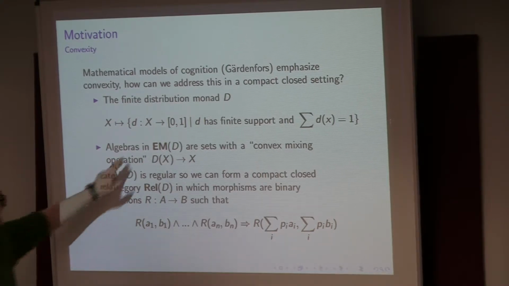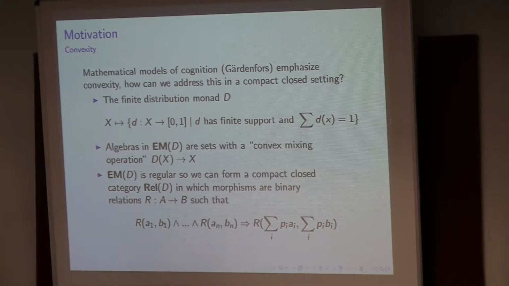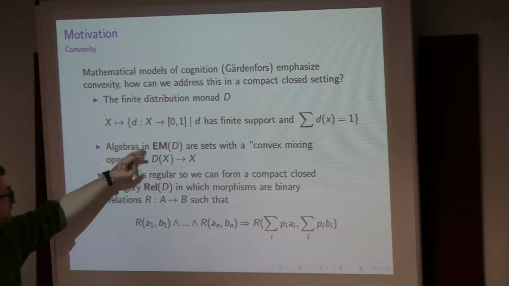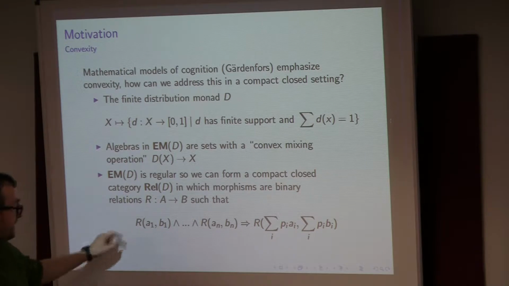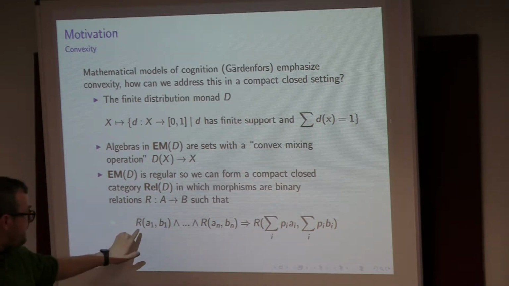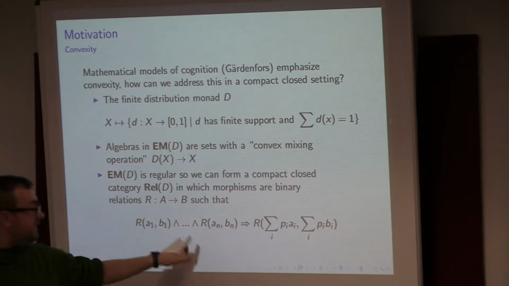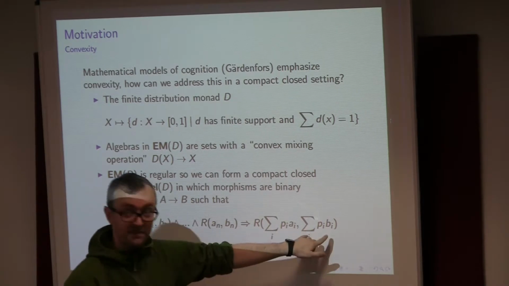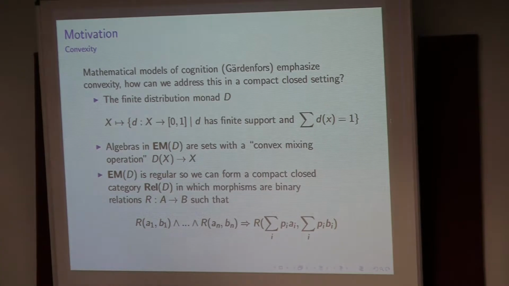So this category isn't compact closed, but now we can use a second, standard-ish trick. We know that this Eilenberg-Moore category is going to be regular, so we can form its category of relations. That's going to give us a compact closed category, and the relations in there are going to satisfy this equation here, which basically says if you've got related bits, that's how you should read the left-hand side, then when you mix the bits together using the same mixing procedure, you'll get related bits as well. So that's roughly, or exactly, what you can see there.